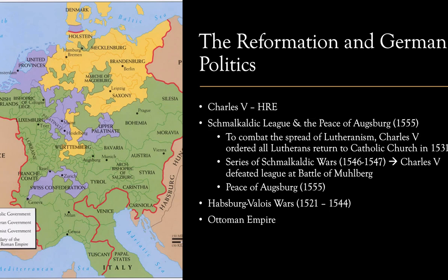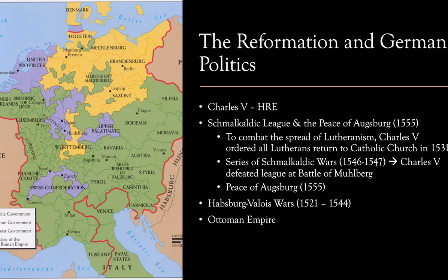And that truce is known as the Peace of Augsburg, and this is a very important peace treaty that you should know, the Peace of Augsburg. So the Peace of Augsburg represents an important point in the Reformation because with this peace treaty, the division of Christianity is formally acknowledged.